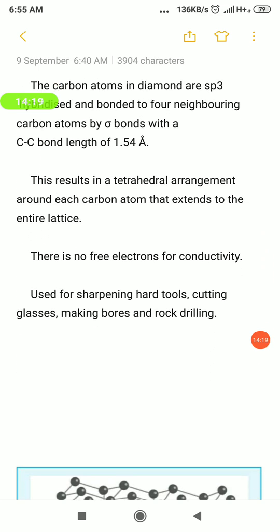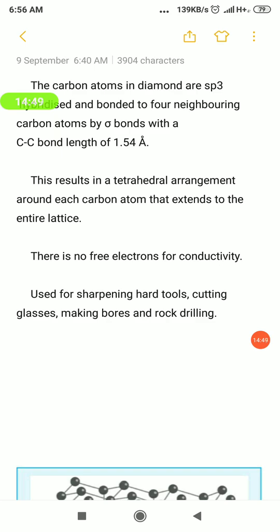Since all 4 electrons are in bonding, there are no free electrons. In graphite one electron was free, so it was able to conduct electricity, but in diamond all the electrons are committed in bonding, so there are no free electrons, which is responsible for poor conductivity; it is a non-conductor. Because of its hardness, it is mainly used for sharpening hard tools, cutting glass, making bores and rock drilling. These are the uses of diamond.